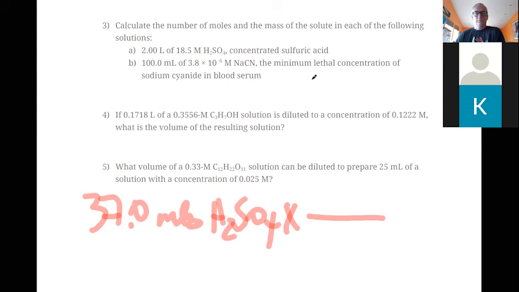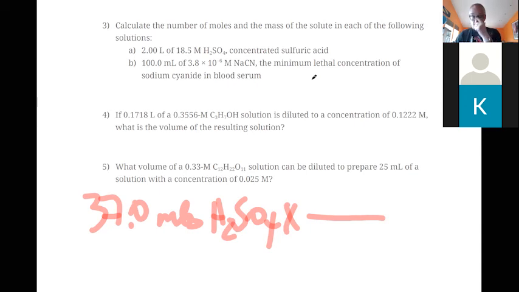I know how many final moles there are. There's 37.0 of them. I need to know what the mass of that is. Are you asking for the final answer? I'm just asking how you get it. I mean, what do you multiply 37 by?